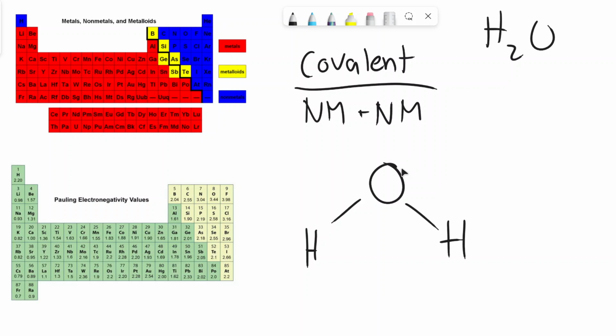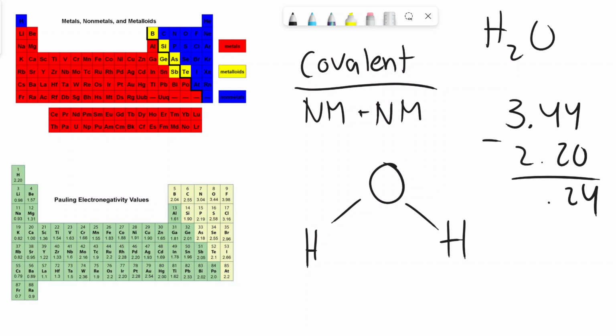So basically, if you want to learn if, for example, water is a polar covalent bond or a non-polar covalent bond, we'll have to look at the electronegativity differences. So oxygen, as we see, is 3.44. Now we subtract hydrogen's, which is 2.20. When we subtract that, we get 1.24.